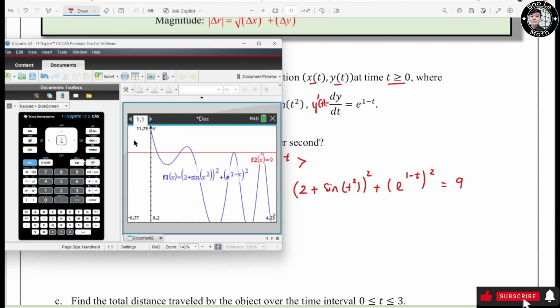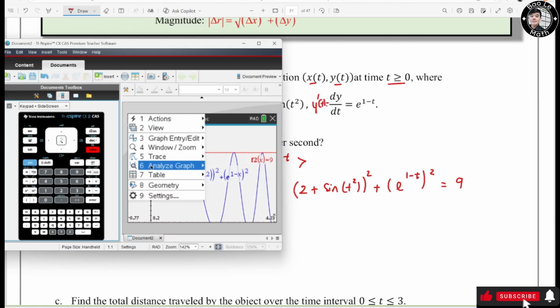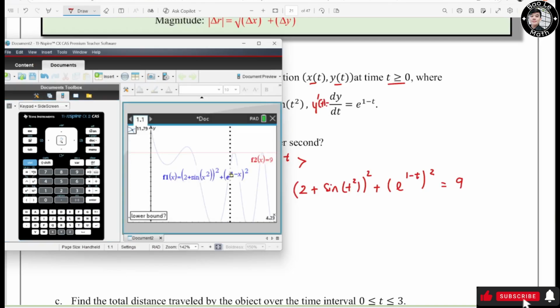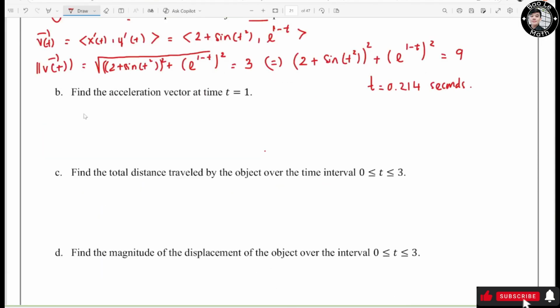Alright, I'm going to press menu, number 6, number 4. Go to the left, go to the right, the answer is right here, 0.214. Question B. Find the acceleration vector at time t equals 1.